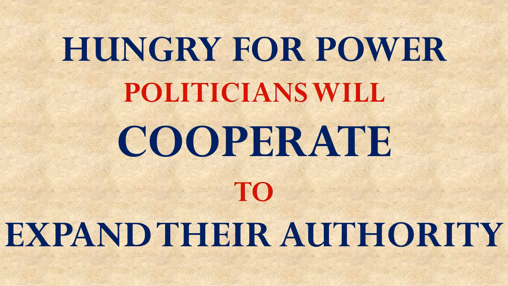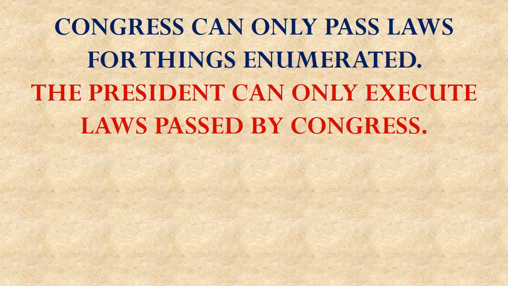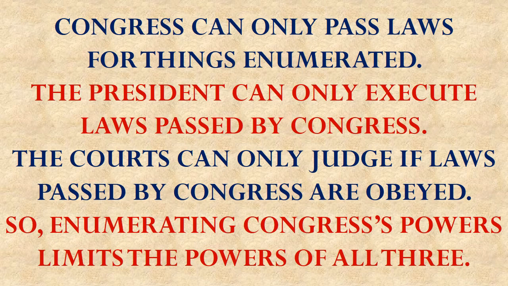Now, the way to see why this would work is to go back to an argument that we made in a previous lesson. In that previous lesson, I pointed out that if you assign Congress only enumerated powers to pass laws, then the president, the executive branch, will only have limited power because they can only execute or enforce the laws that Congress has passed. And the courts would then be limited in their power because they can only judge whether or not you've obeyed laws that Congress has passed. So effectively, by enumerating or limiting the powers of Congress, you have really limited the powers of all three branches.